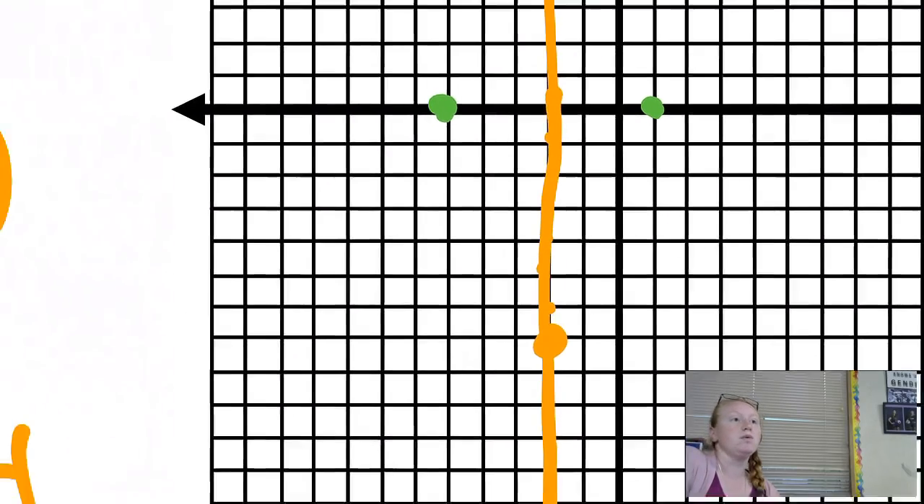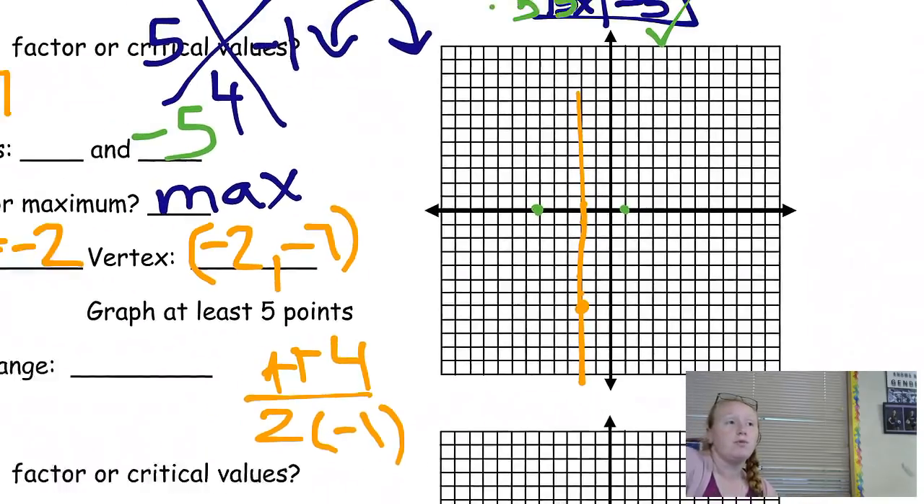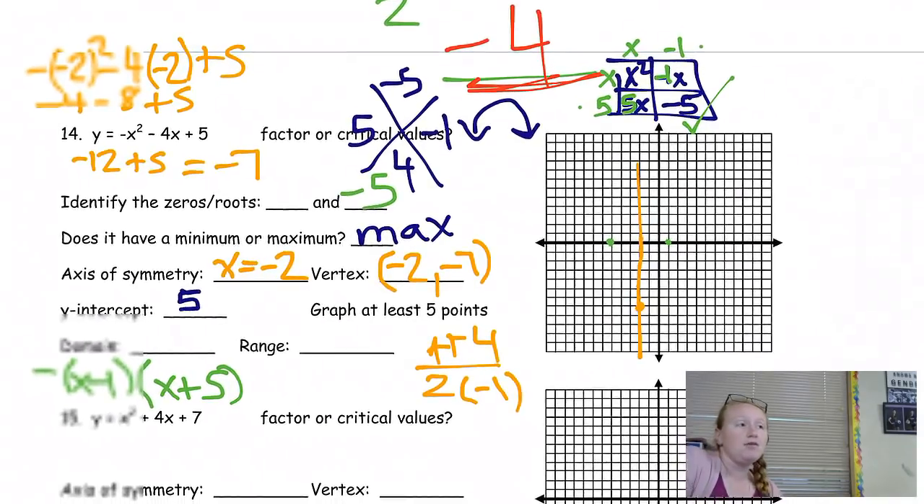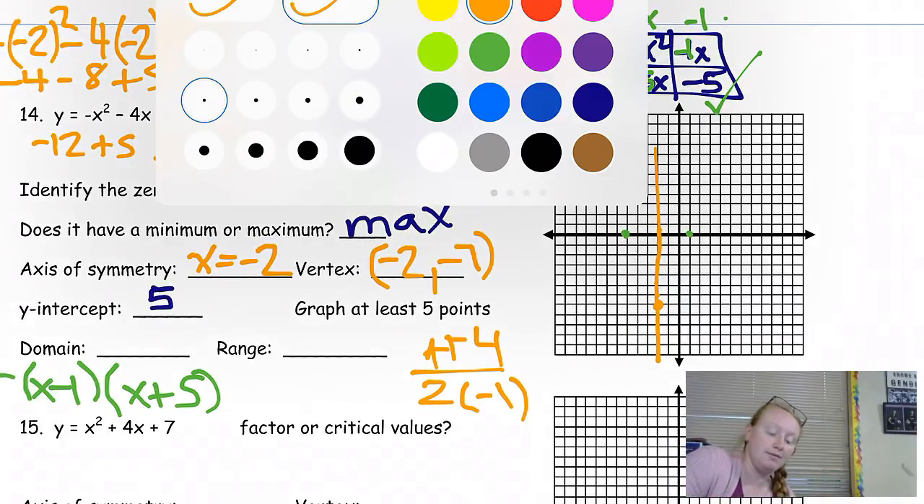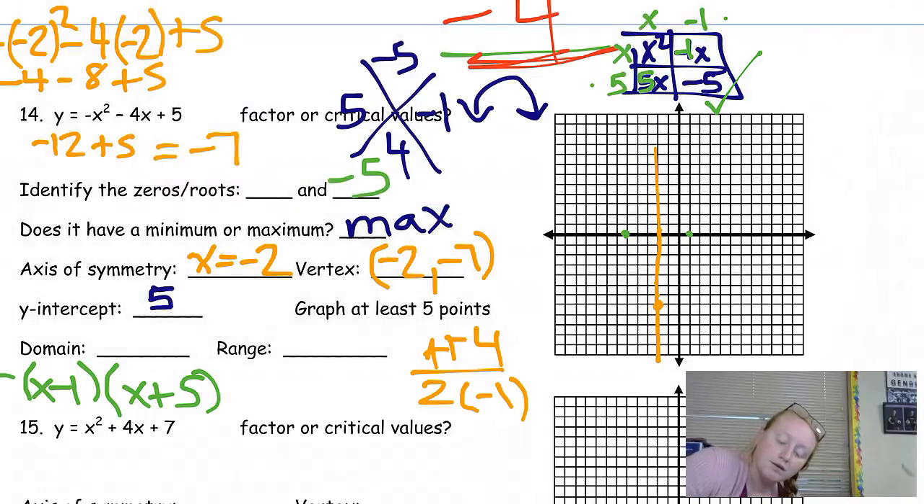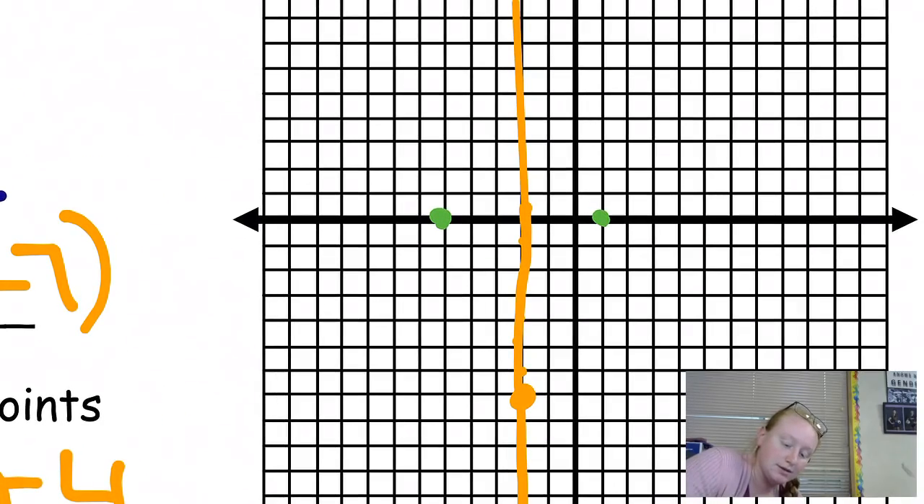That's my vertex point. Right now I only have 3 points on my graph, so I need a couple more. I have a y-intercept that I didn't go through and put there. So I need to go and do that. So that's a +5 is my y-intercept.